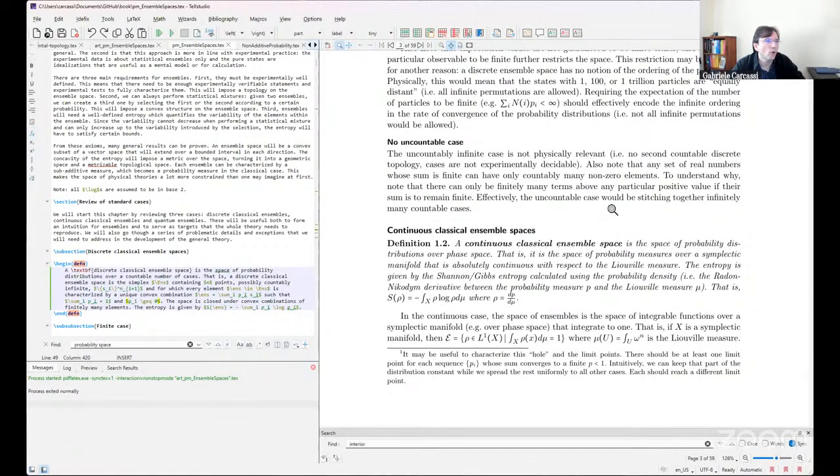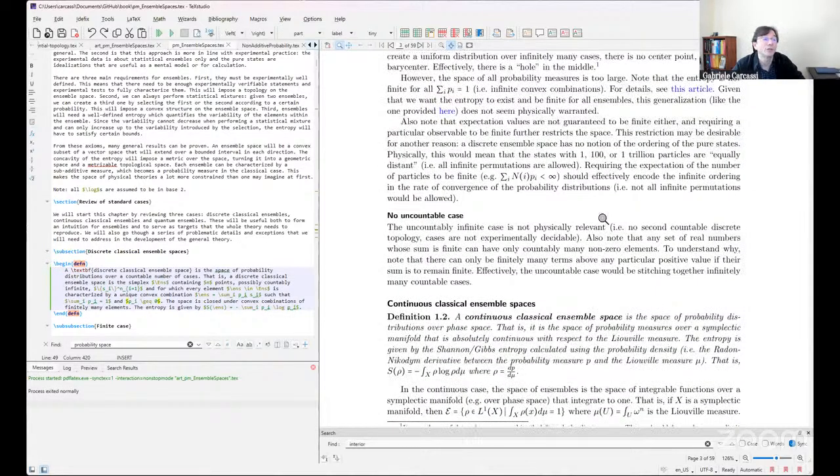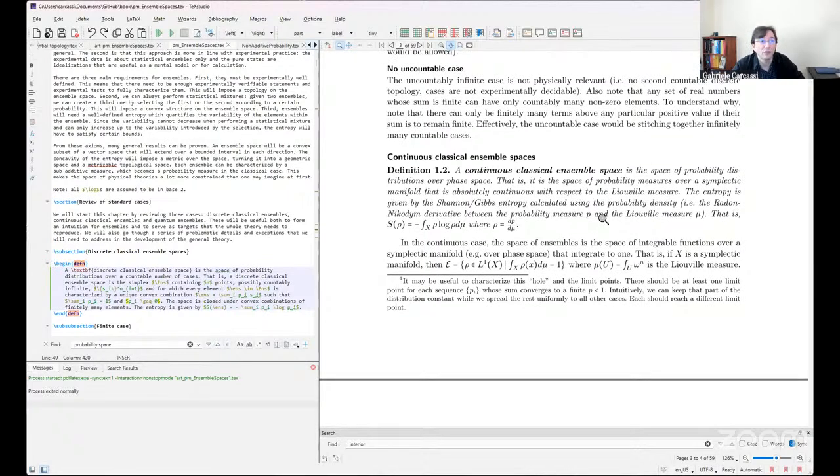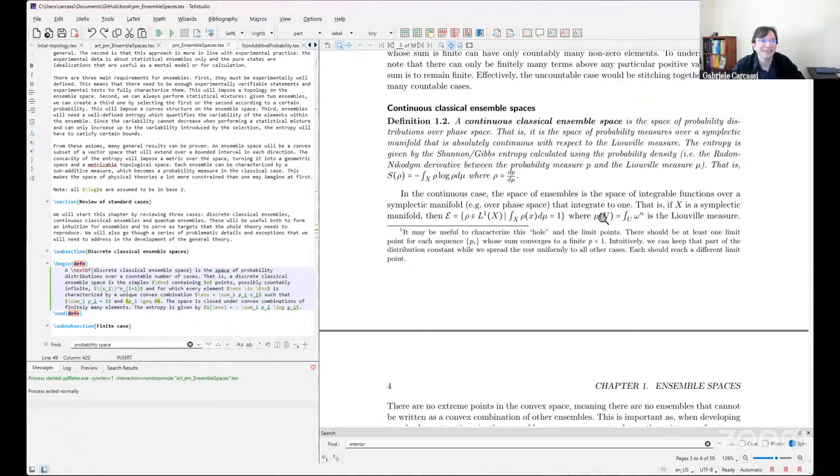Okay, so that was the countable case. So there was the discrete case. And now we can have a look at the continuous case. The continuous classical ensemble space is the space of probability distributions over phase space. And by phase space, I mean the usual position and momentum space.